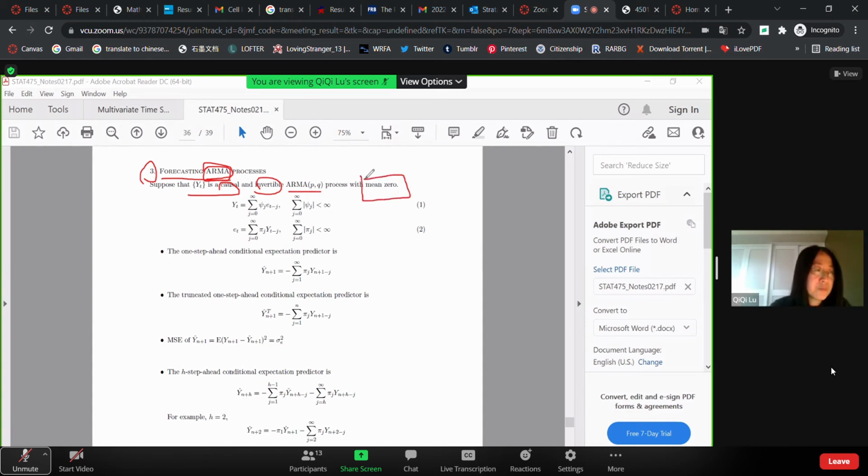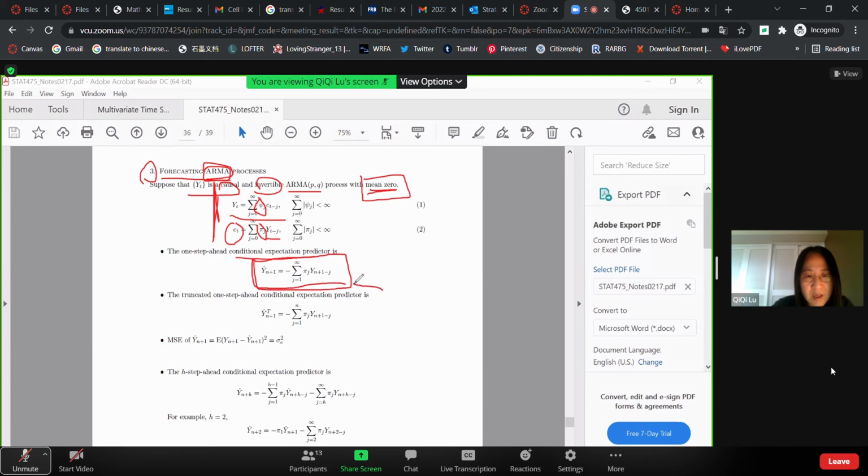Causal invertible ARMA(p,q) is stationary, and we have the mean 0 here. And once again, if it's causal, you can write Yt in terms of Et and past values. If it's invertible, you have Et in terms of Yt and past values. And the coefficients, we have psi j and pi j here. So the one step ahead prediction, conditional expectation predictor, right here.